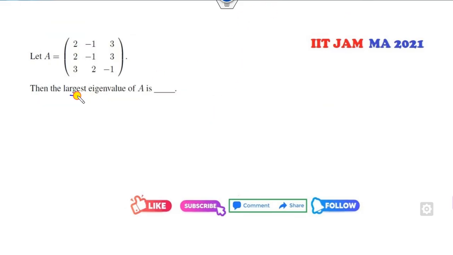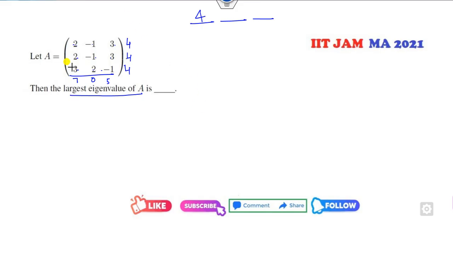Okay, the largest eigenvalue of this A. It has 3 eigenvalues. Again we can check the sums of the columns and the rows. Column-wise it is 7, 0, 5. They are not the same. If you look row-wise, it is 1, 4. It is 4. It is 4. It's the same value. So one eigenvalue is 4.